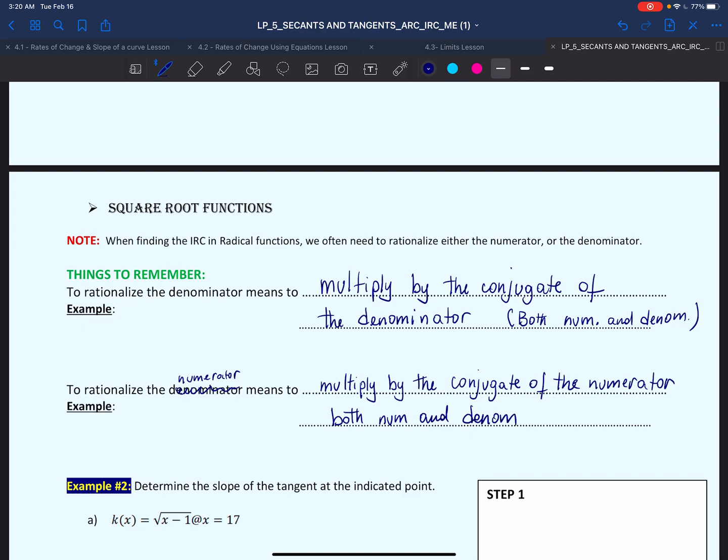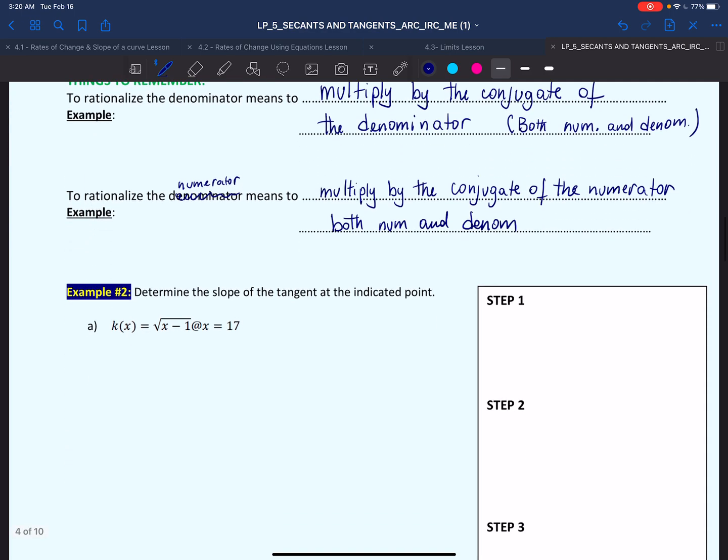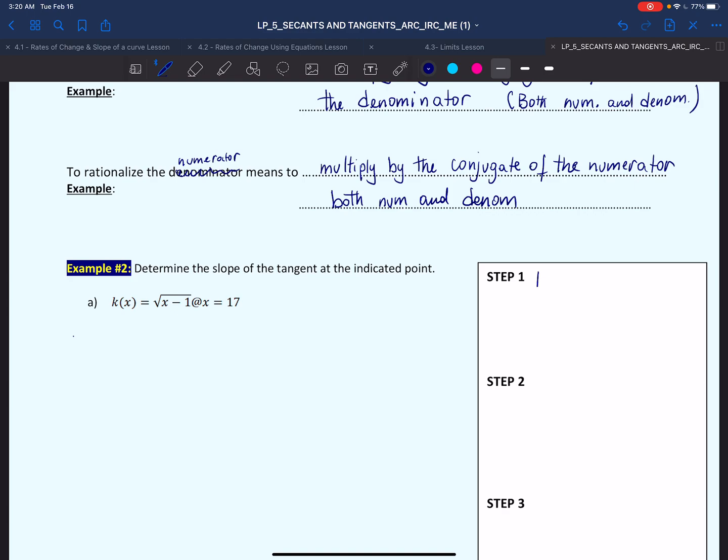So let's take a look at the square root of x minus 1. We're trying to find the slope of the tangent at 17. So first, we're going to find k of 17. Then we'll find k at 17 plus h. And then we have to sub in and simplify. So k at 17 would equal the root of 17 minus 1. That would be the root of 16 or 4.